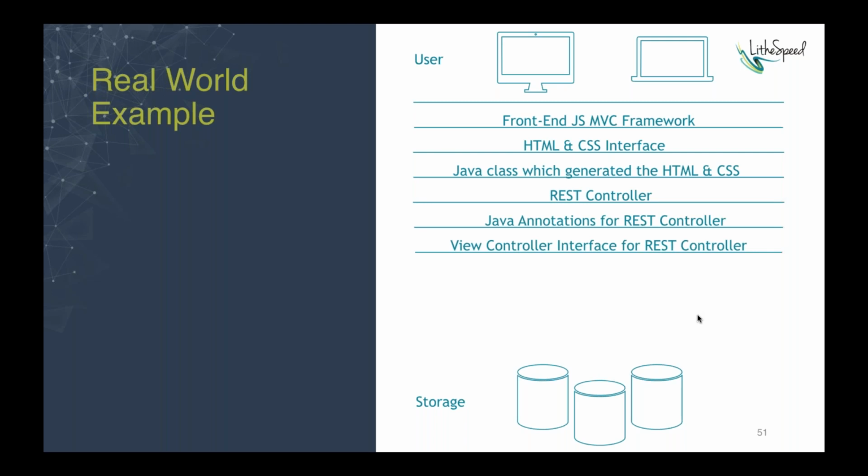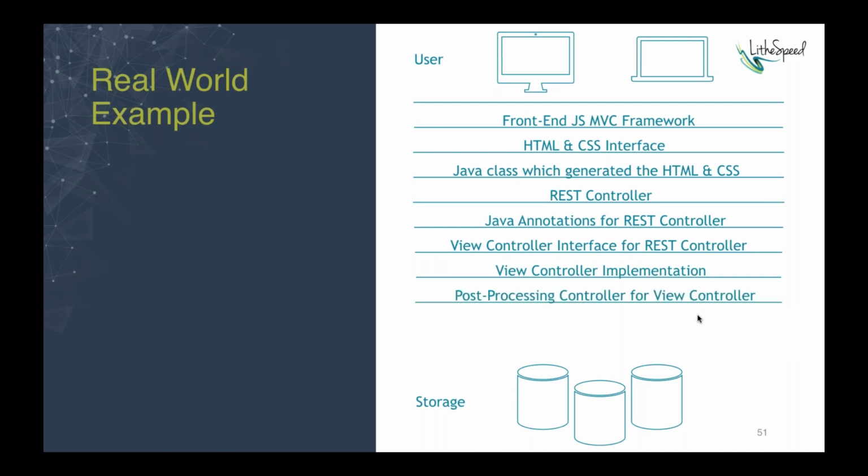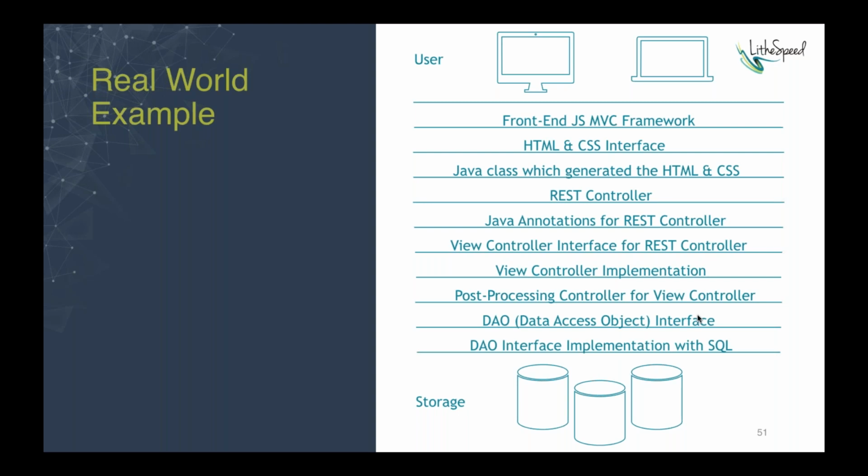That controller had what they called an interface in Java, which defined the generic version of that REST interface. That interface itself had its own implementation code. That code then had its own post processor. You can start to see how many levels there were. That itself had a data access object, and then there was an implementation of that object on top of it.